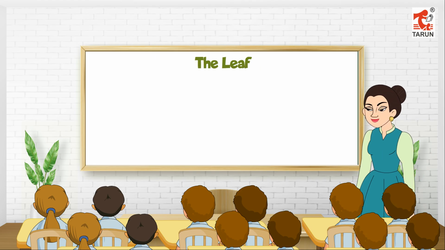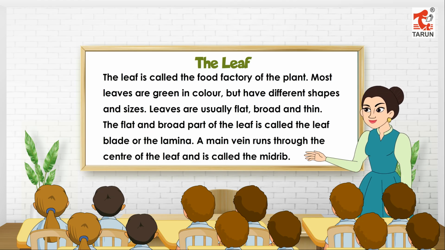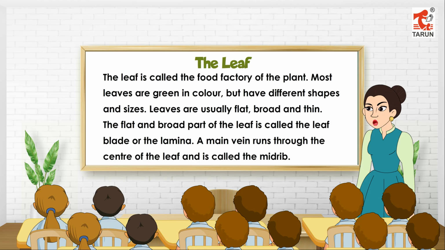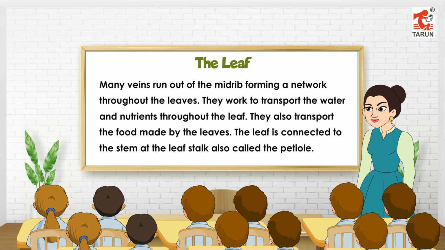The leaf. The leaf is called the food factory of the plant. Most leaves are green in color, but have different shapes and sizes. Leaves are usually flat, broad and thin. The flat and broad part of the leaf is called the leaf blade or the lamina. A main vein runs through the center of the leaf and is called the midrib. Many veins run out of the midrib, forming a network throughout the leaves.